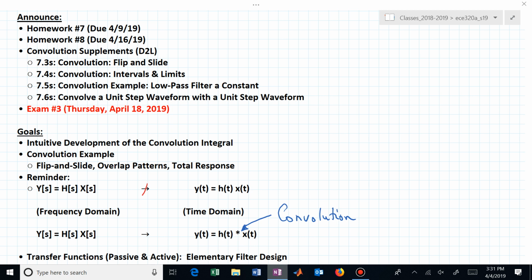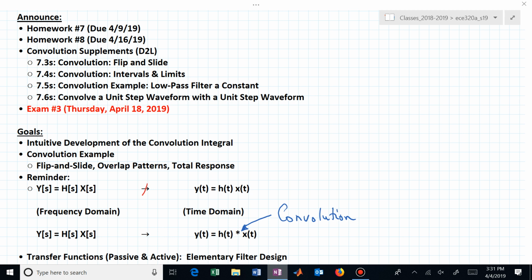In the other class, I've been giving the students supplements for a couple of weeks. You have supplements now for Unit 7 on convolution. These are not 75-minute worth of supplements. They might be 30. I don't remember, but you have 4 such supplements, and hopefully they will help you.